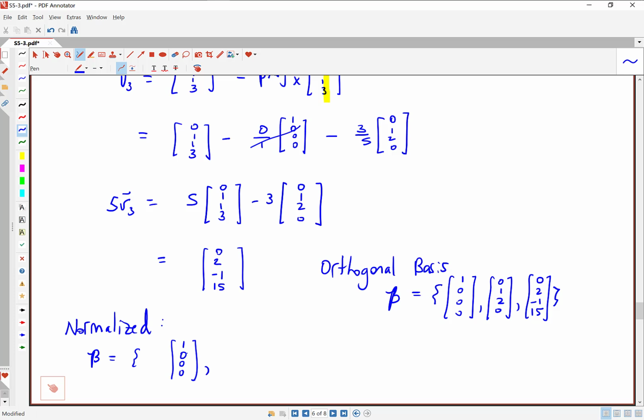Length of the first vector is 1, so it doesn't need to be adjusted. Length of the second vector is √5, so we're going to go 1 over √5 times (0, 1, 2, 0). And then for the third vector, you can check the length. It's √230, so 1 over √230 times (0, 2, -1, 15). Okay, and that's our normalized basis. So we now have an orthonormal basis for the columns of A. From there, we're going to write down our matrix Q.